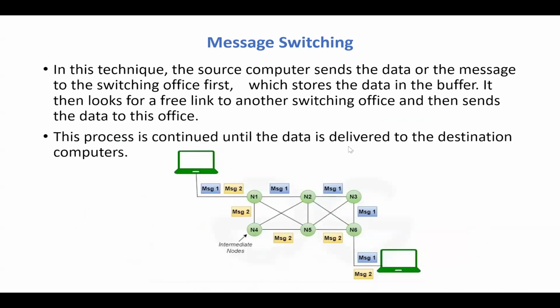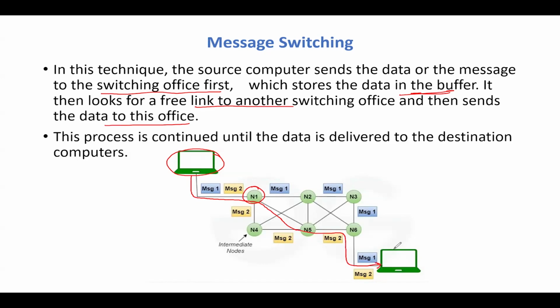Next one is message switching. Now, in this technique, the source computer sends the data or message to the switching office first. So as you can see, if this is the source which is sending the message, it will be sent to a particular node or a switching office, you can say a junction, which stores the data in the buffer. It then looks for a free link to another switching office and then sends the data to that office. So what is happening is, here I'm not checking that I have to have a dedicated line beforehand.